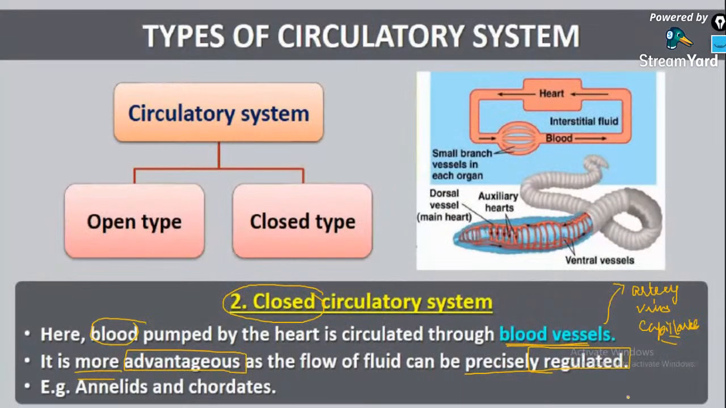Guys, name the structure that regulates the backflow of blood. Name the structure in the human heart that prevents the backflow of blood. Yes, my topper batch, tell me. Backflow of blood inside the heart is prevented by.